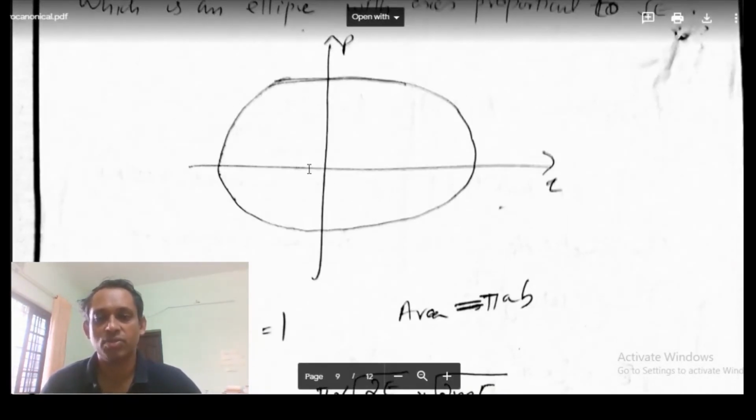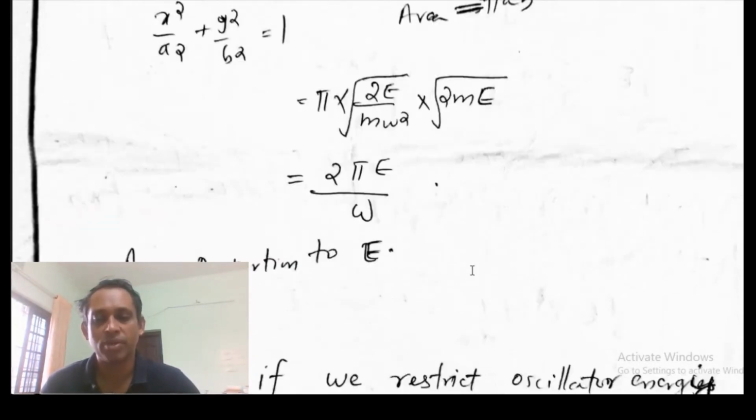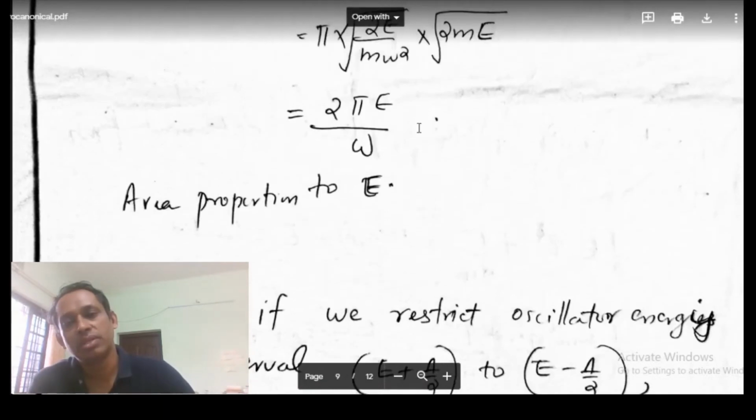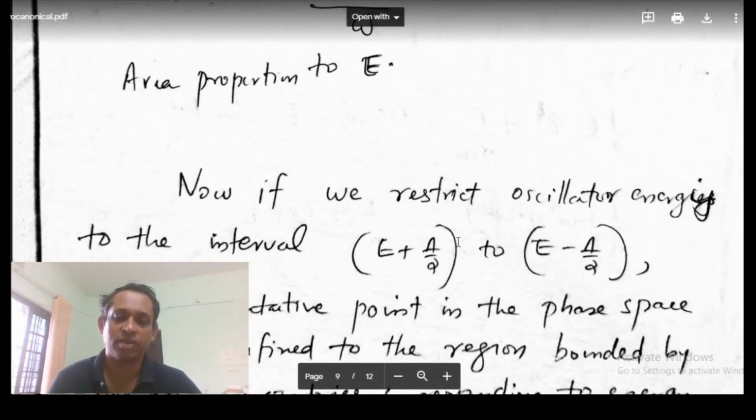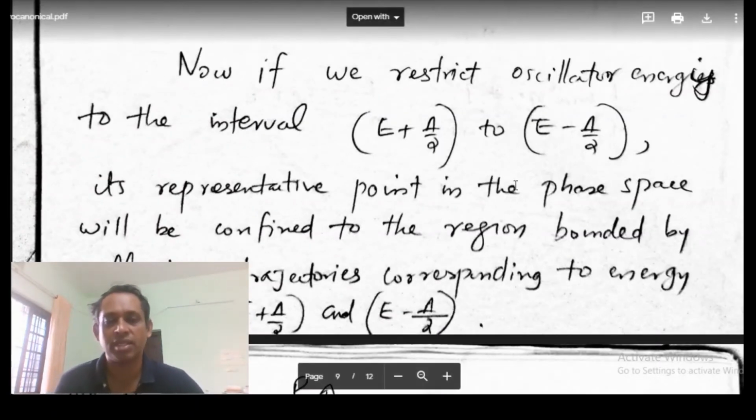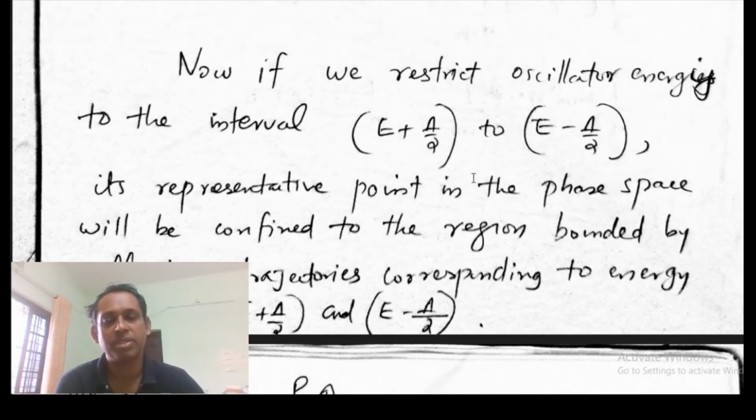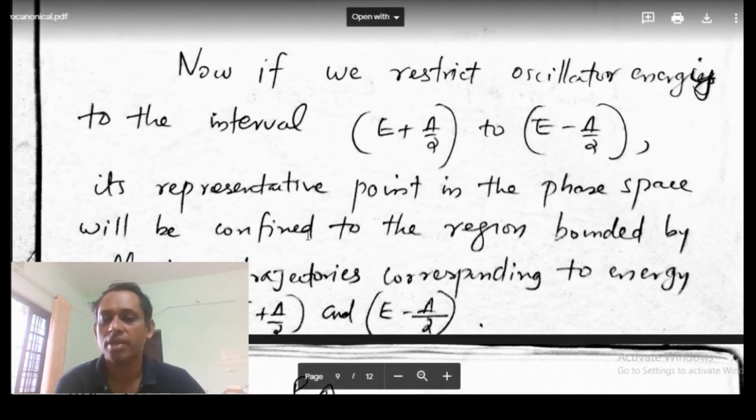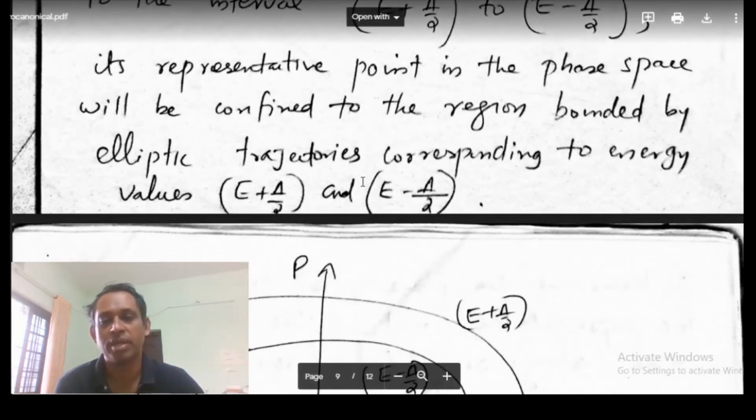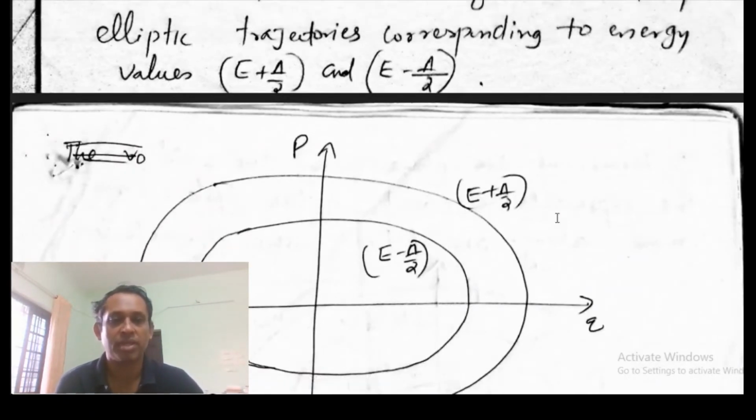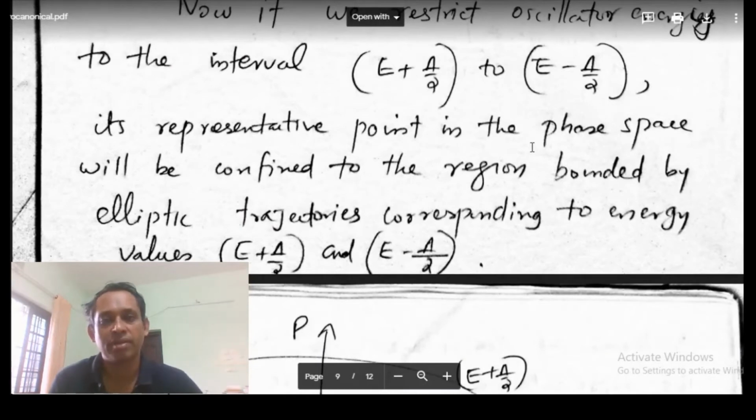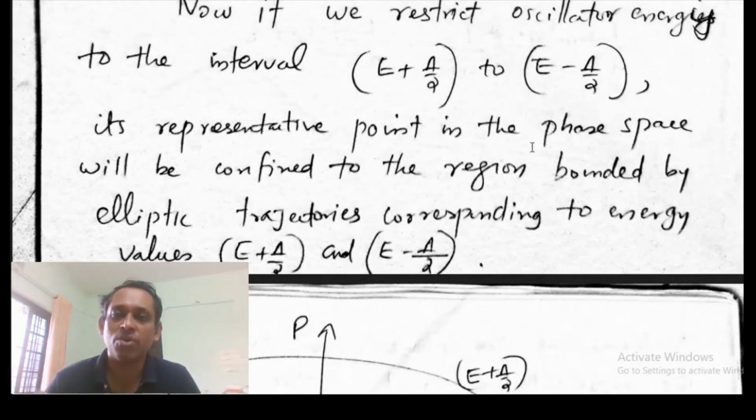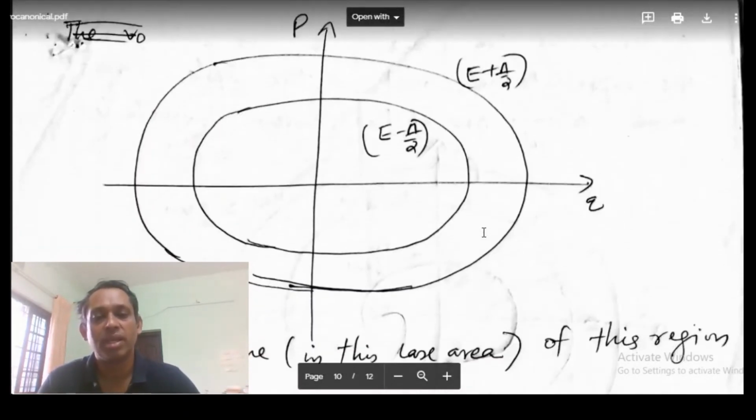This area is proportional to the energy. Now if you restrict the oscillator energy to an interval E minus delta by 2 to E plus delta by 2, the representative point in the phase space will be confined to the region bounded by the elliptical trajectories corresponding to E plus delta by 2 and E minus delta by 2. We know in the microcanonical ensemble we allow the fluctuation in energy in the narrow range E minus delta by 2 to E plus delta by 2.